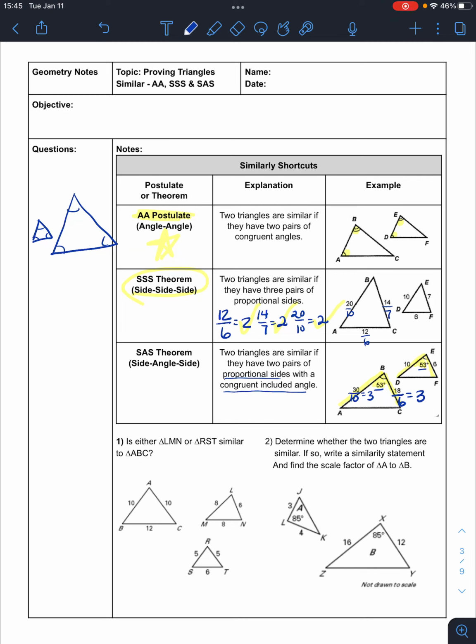And so when we look at these, it says is either LMN or RST similar to ABC. So here's what we want to do. You take all the sides of ABC and you match them up.